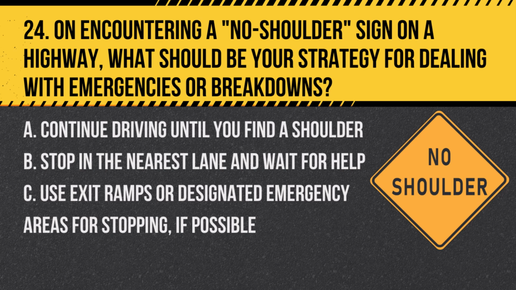A. Continue driving until you find a shoulder. B. Stop in the nearest lane and wait for help. C. Use exit ramps or designated emergency areas for stopping, if possible. Answer: C. Use exit ramps or designated emergency areas for stopping, if possible. When there's a no-shoulder sign, it indicates that stopping on the side of the highway could be dangerous. If an emergency or breakdown occurs, aim to use exit ramps or designated emergency areas to pull over safely.